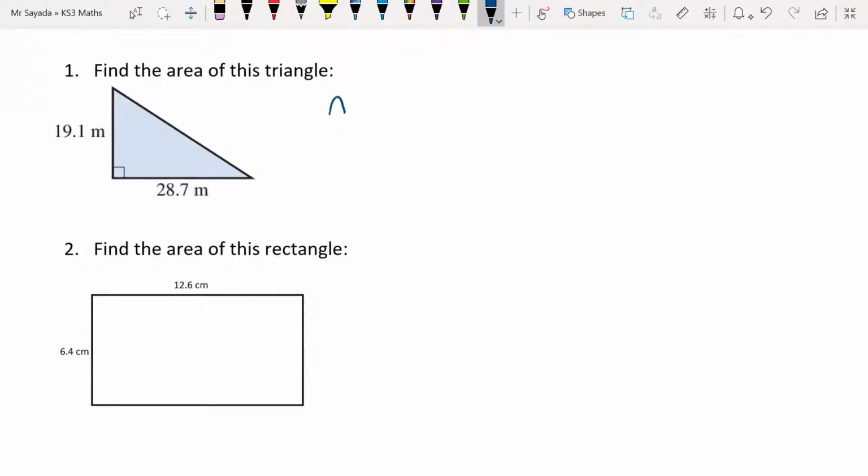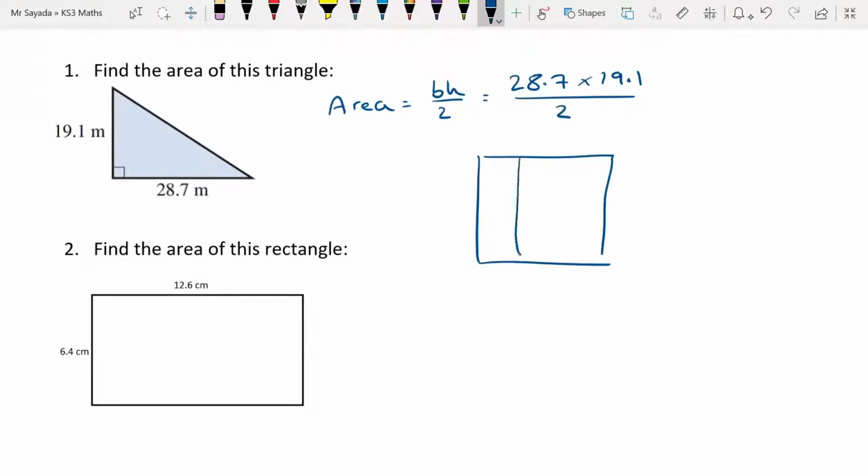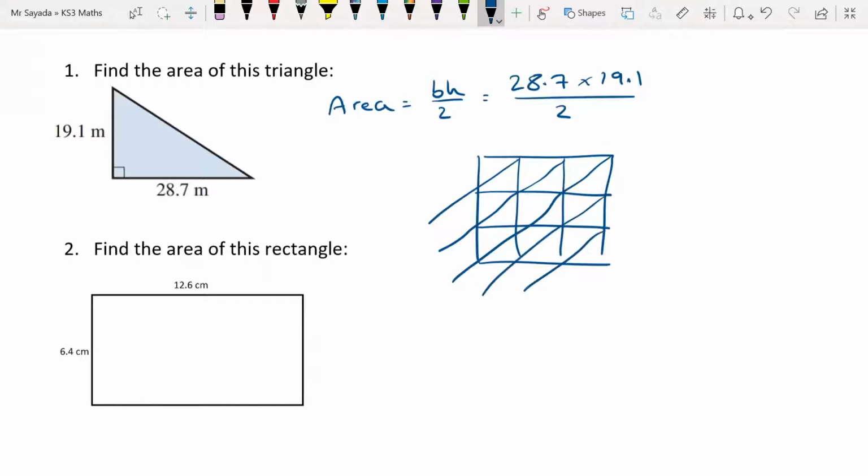So the area of a triangle, the formula is base times height over 2. Base here is 28.7 and the height is 19.1, and then we need to divide that by 2. So I'm going to use Gelosia to do 28.7 times 19.1. Pause the video, use Gelosia yourself to do 28.7 times 19.1 and press play once you've done it.